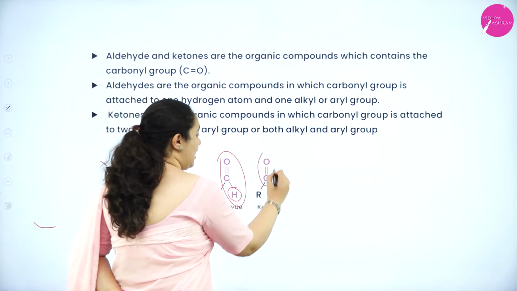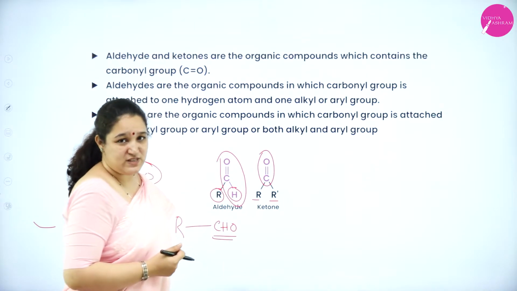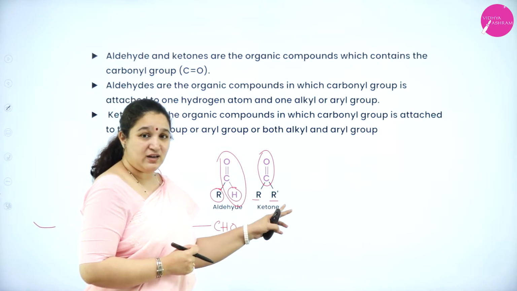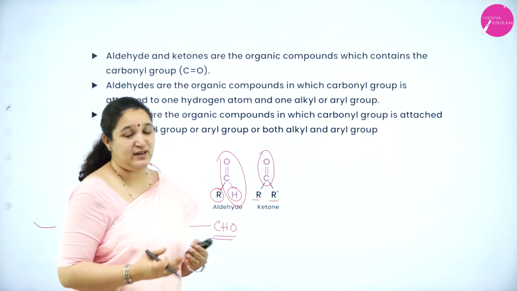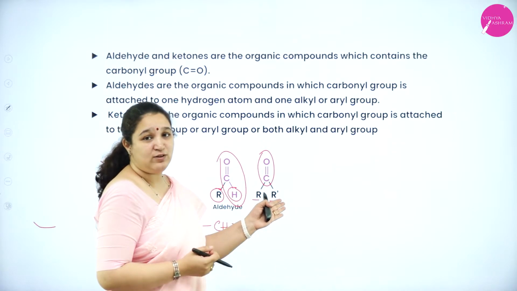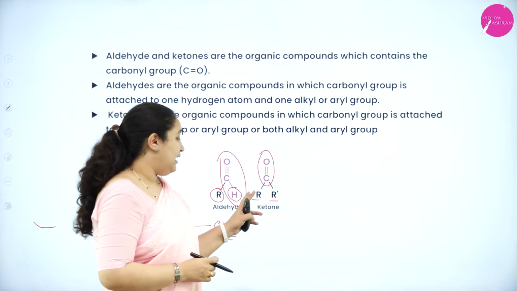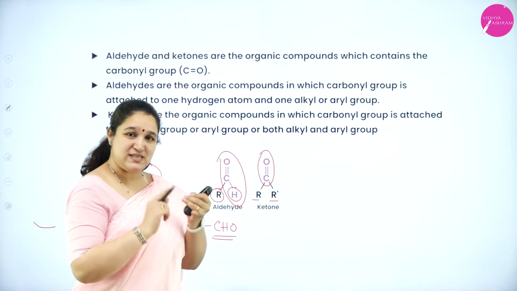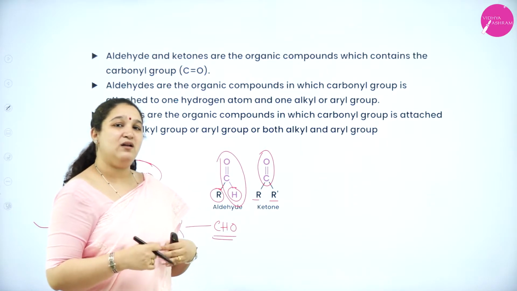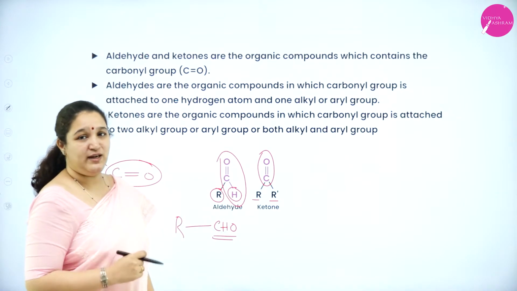Ketone contains a carbonyl group to which there are two other groups attached, that is R and R dash, where R and R dash can be the same alkyl group or different alkyl groups, or one can be an alkyl group and the other an aryl group, or both can be aryl groups. The R and R dash both can be the same alkyl group or same aryl group, or one can be alkyl group, one can be aryl group. Then we call it ketones.